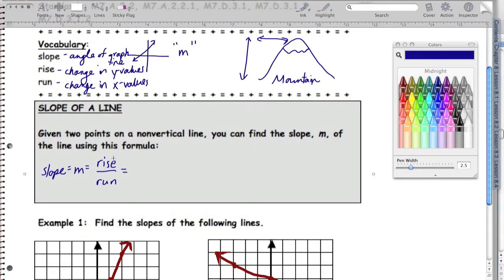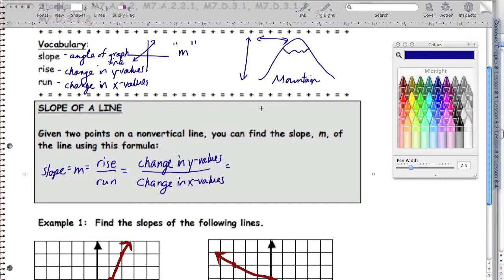Now we can expand that a little more. You might say, well, what is rise? So let's write change in y values. Really, slope is the change in y values divided by the change in x values. And then you could probably even take it one step further.